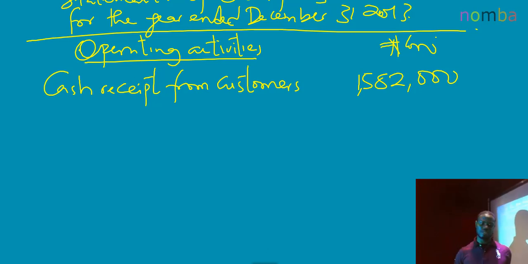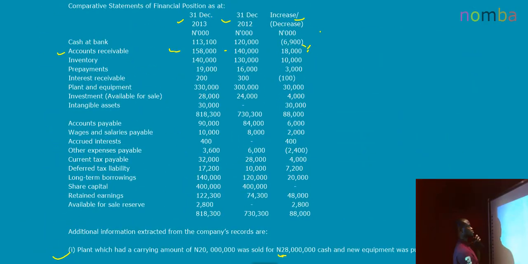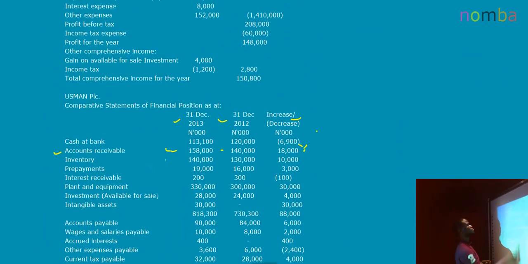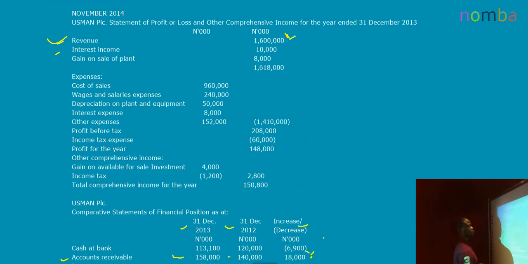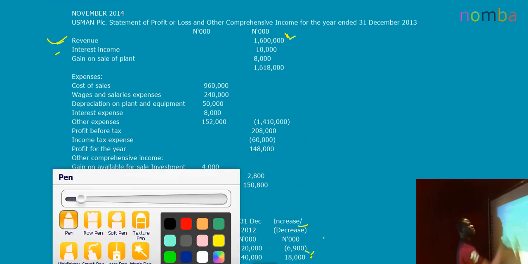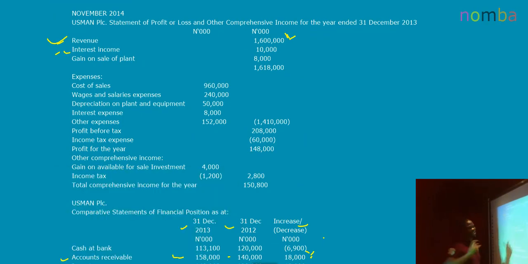That is it for the statement of cash flows. That is why, at times, the standard calls the statement of cash flows the statement of changes in financial position. Because that is what it is. Okay? So now, let's go back to our question. And in here, the statement of profit or loss. The next item I have here is interest income, and it is 10,000.